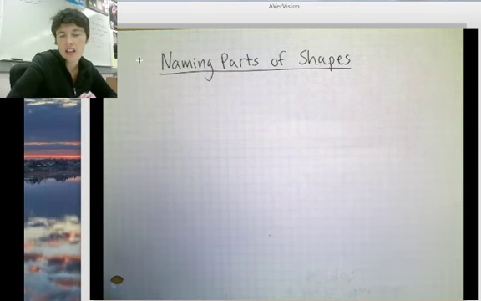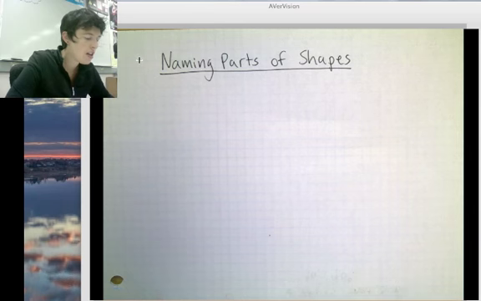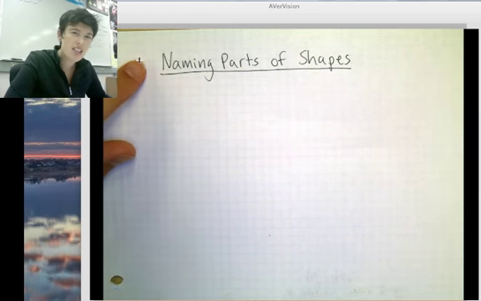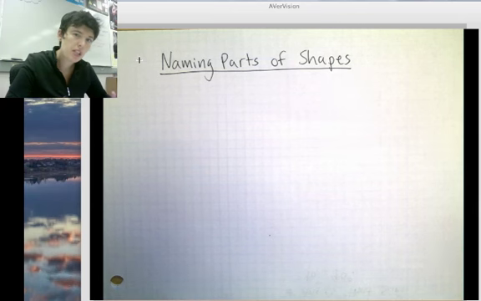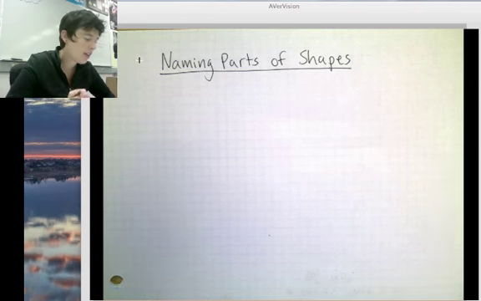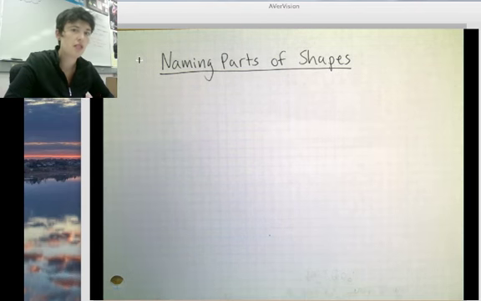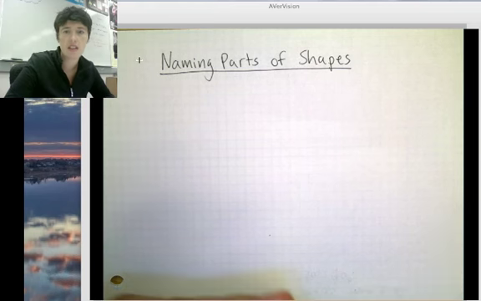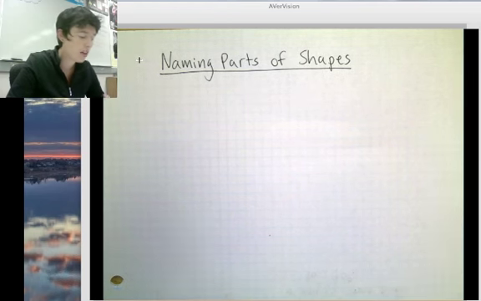Alright, hi guys. Quick little video here on naming parts of shapes. And this is kind of a simple thing in geometry, but it's so easy to get everything mixed up. So we're just going to go through a few basic skills you want to make sure that you're good at. And that's just being able to read and name shapes.